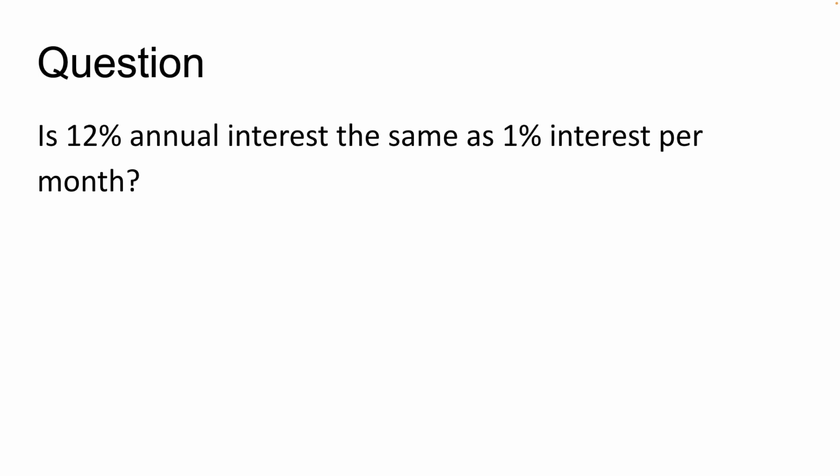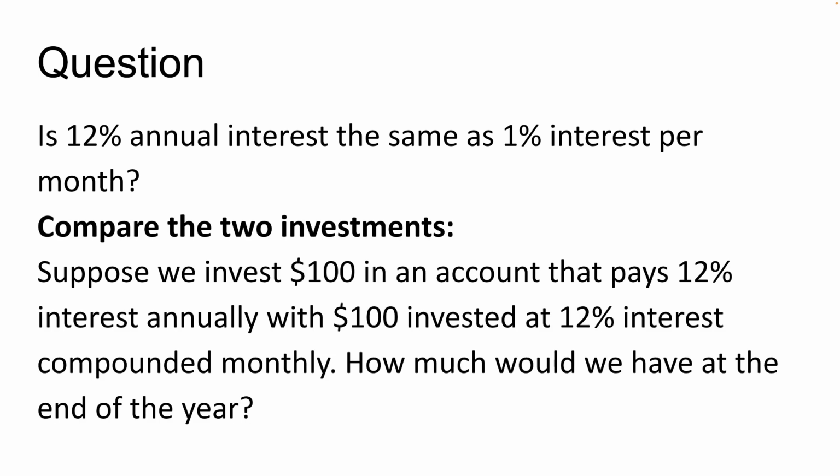Before we look at the definition for the annual percentage yield, let's look at a common question when studying finance. Is 12% annual interest the same as 1% interest per month? To answer this question, let's compare two investments. Let's suppose we invest $100 in an account that pays 12% interest annually, with another $100 invested at 12% interest compounded monthly. Let's calculate how much we would have at the end of each year.